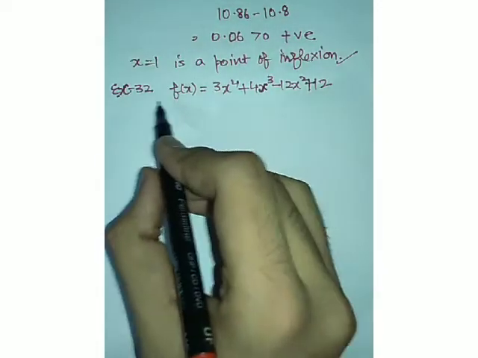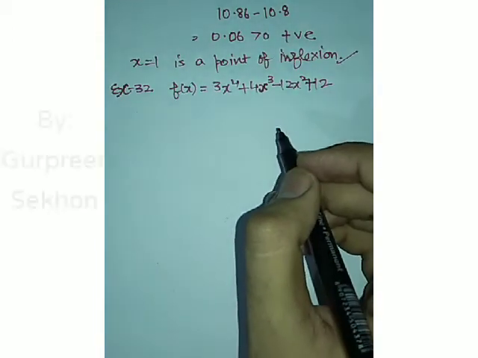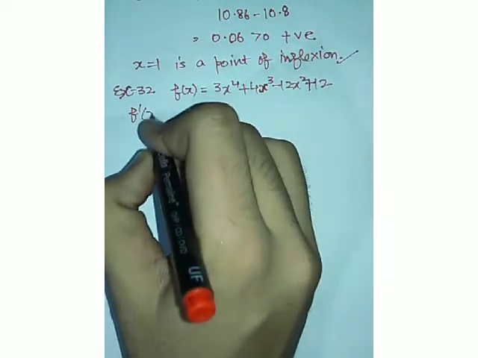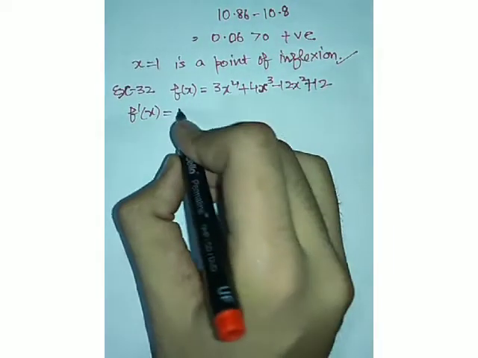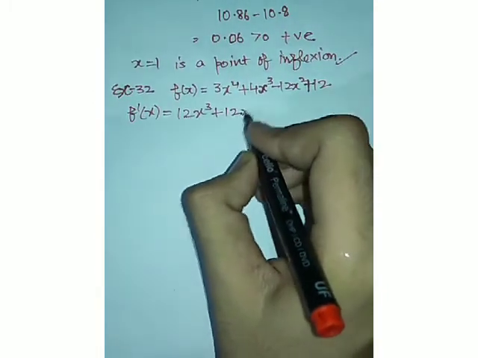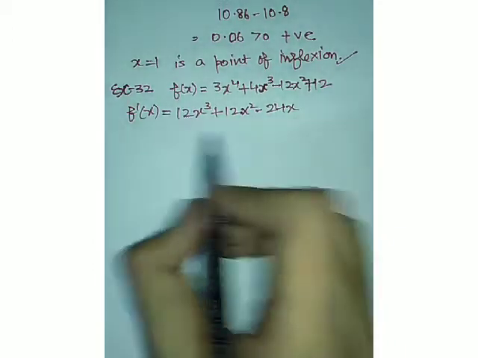All right, so the 32nd example is this. The function is this, and we have to find local maxima as well as local minima. So firstly, we will again find f dash x. It means 12x cube plus 12x square minus 24x. This is our f dash x.